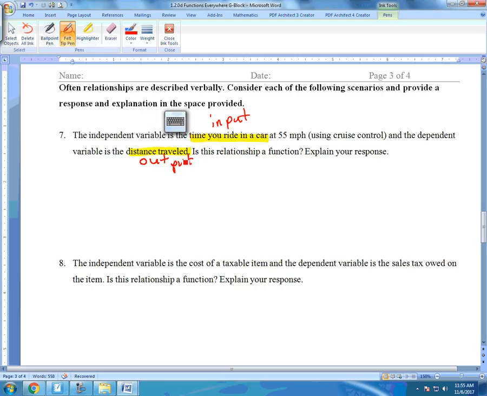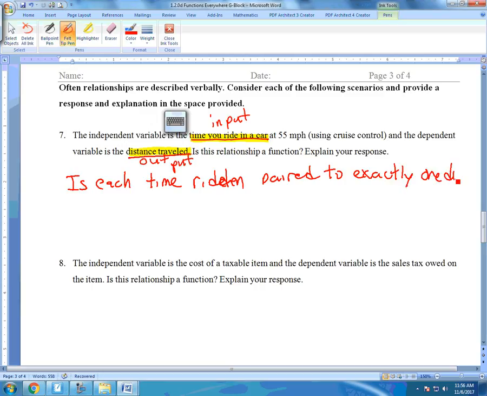So at every stage, you have to ask yourself the question, is each input paired with exactly one output? Or in this case, you make the substitution and you say to yourself, is each time ridden paired to exactly one distance? That's the question. And the answer in this particular case is going to be yes.